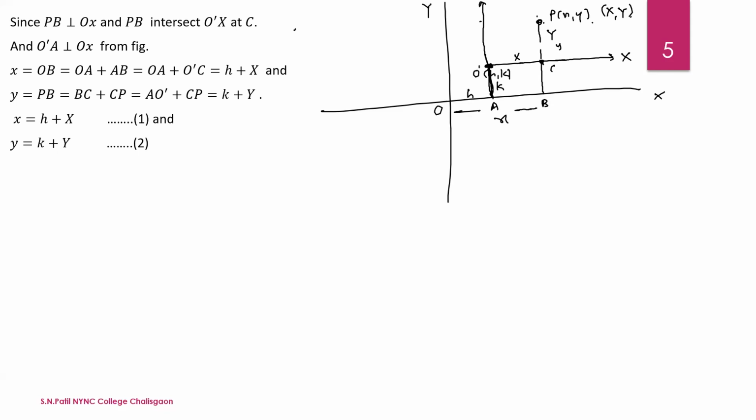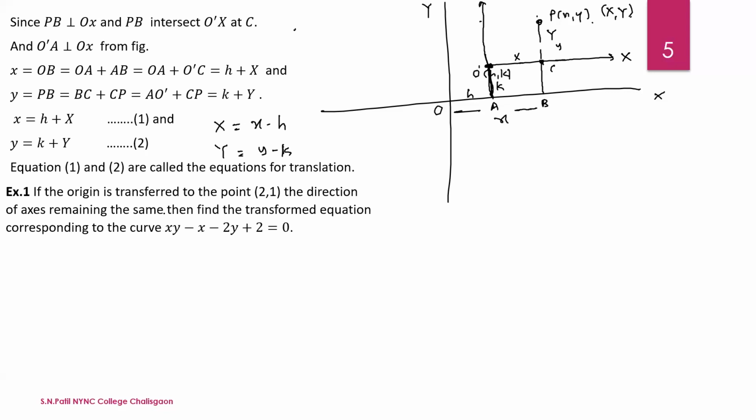Okay, so the capital X is nothing but x minus h, and capital Y is nothing but y minus k. These are the translation equations 1 and 2, called the equations for the translation. Okay, now let us solve the example.